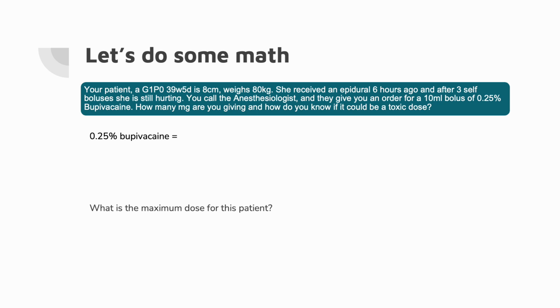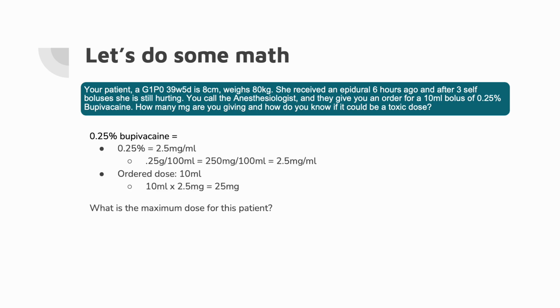They give you an order for a 10 ml bolus of 1/4%. And so you want to calculate how many milligrams that is. So here's what we're going to do. We've got 0.25% bupivacaine. You're going to calculate it out whichever way you'd like to, moving the decimal or doing the whole thing. Get your piece of paper out and get ready. Anyway, you've got your ordered dose. We're doing 10 mLs of 2.5 milligrams. So that makes 25 milligrams.